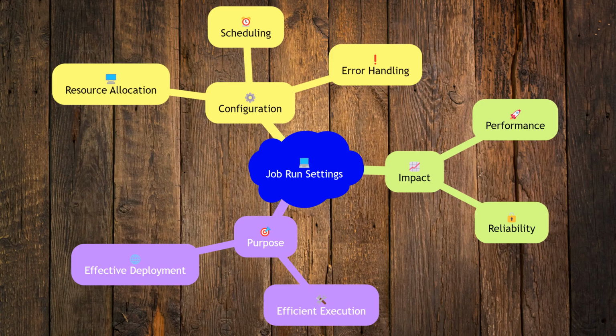In the realm of machine learning and data science, configuring job run settings for a script is a crucial step in preparing a model for deployment. This process ensures that your script runs efficiently and effectively in a production environment. Job run settings encompass various parameters and configurations that dictate how and when your script executes, including resource allocation, scheduling, and error handling. Understanding and properly configuring these settings can significantly impact the performance and reliability of your deployed model.